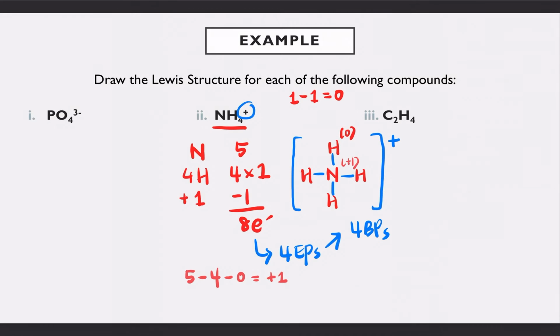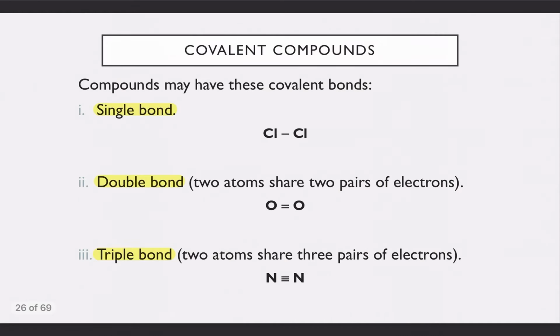Okay, so because of that, when you have 0 plus 0 plus 0 plus 0 plus 1, then the overall charge for your molecule will be plus 1. Okay, so that is the Lewis structure for NH4 plus.